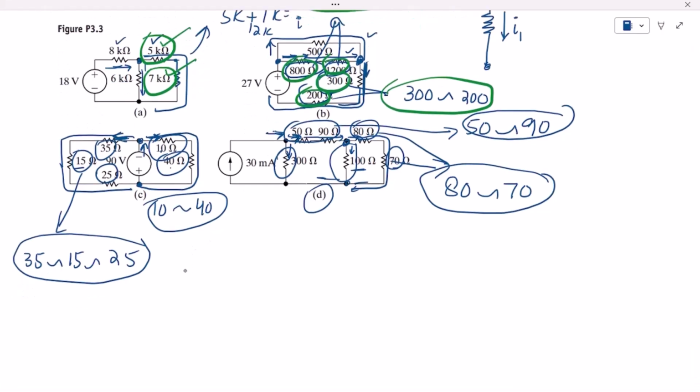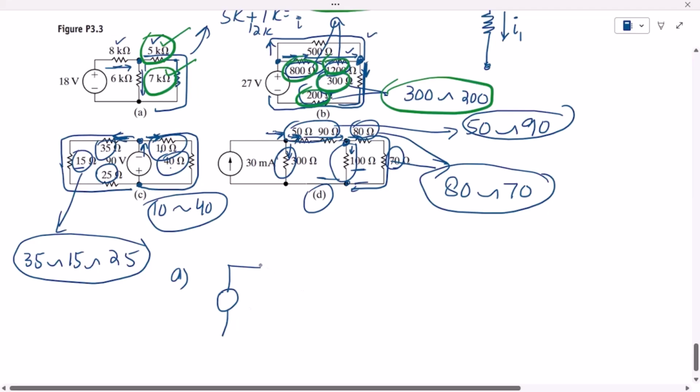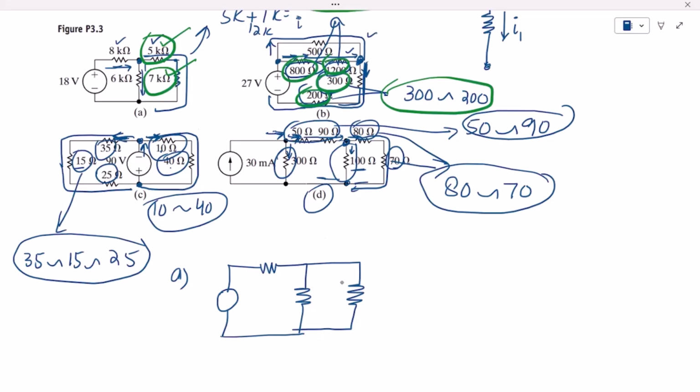Okay, so this is A. There will be only one equivalent resistance, this one, and the value of it will be 5k plus 7k. These two are in series, so it will be 12k. Okay, this will be 6k, it is 8k, and this is the same 18 volt source. Okay, so this is for part A.